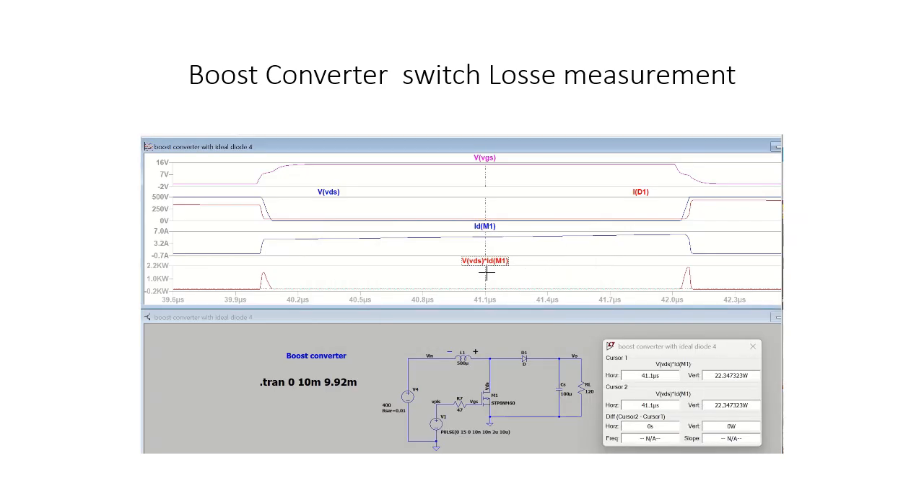Okay, so there are two cursors here. This is cursor 1. I'll bring it to the interval start, that is the on interval start, sorry. This is cursor 2. I keep it at the end of the on interval. Here the small window shows cursor 1 time and the losses, and then cursor 2 time and losses. So the on interval starts at this time and ends at this time.